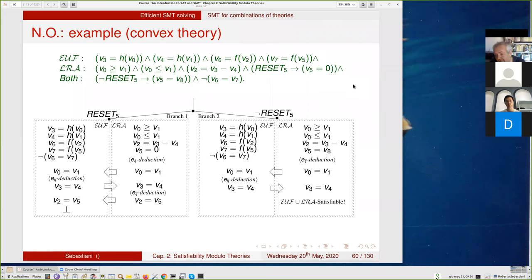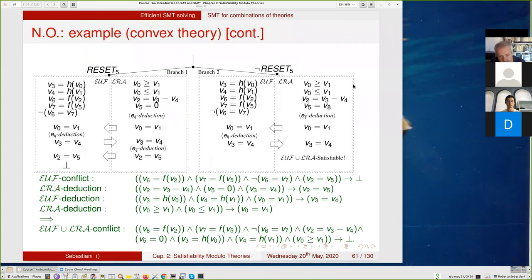What happens when we have a non-convex theory? If we have a non-convex theory, okay, sorry, one more thing to say. Now we also have a problem. One further problem that we have is this.